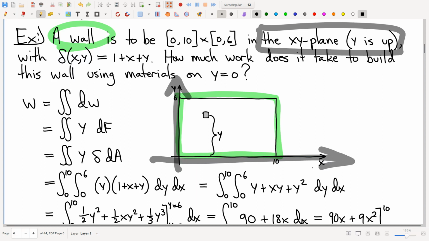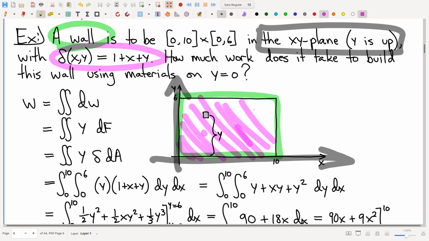And notice that density is highly non-constant, right? It gets more dense the closer you get to the top right corner. It gets more and more dense. Everybody with me? Okay. More and more thick.